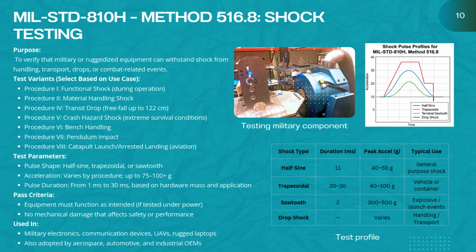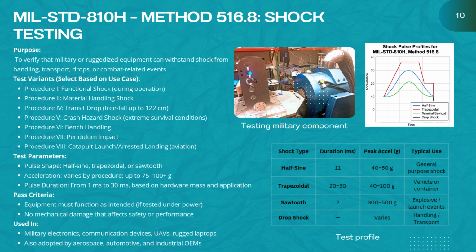On the right, you can see a photo of a test setup for a military component, and a graph comparing different shock pulse profiles, half-sine, trapezoidal, and sawtooth, all showing how acceleration changes over time.